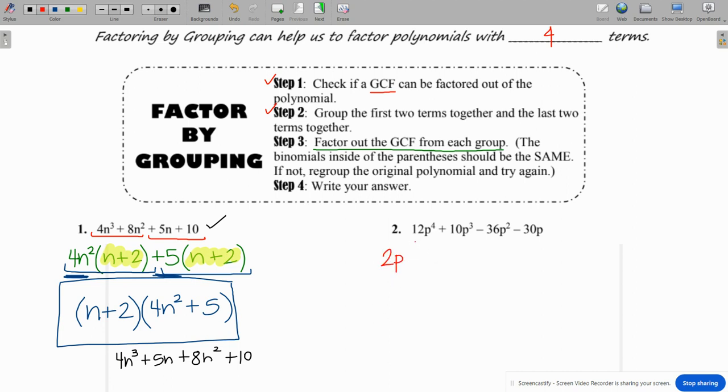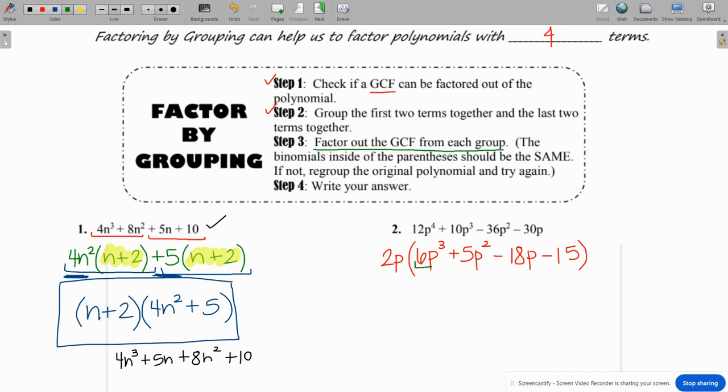So if we factor 2p out, then inside I'm still going to have four terms. We would have 6p cubed plus 5p squared minus 18p minus 15. Now, for a moment, I'm going to go ahead and ignore the 2p, but this still is important. It has to be part of my final answer, so it doesn't just go away. But for a moment, I want to just focus on our four-termed polynomial here to continue with our steps.